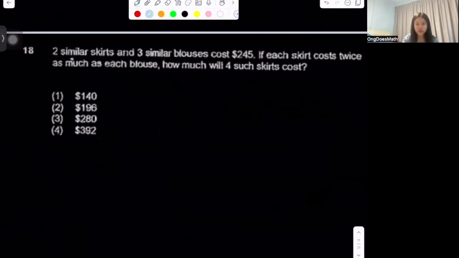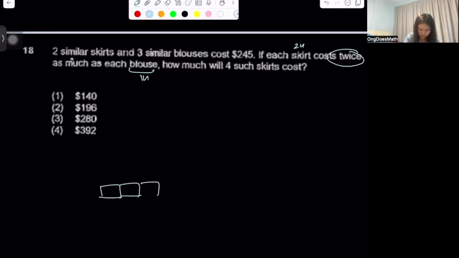Two similar skirts and 3 similar blouses cost $245. If each skirt costs twice as much as each blouse, how much will 4 such skirts cost? So I let one blouse cost 1 unit. Since the skirt costs twice, it means that the skirt will cost 2 units, right? So let's imagine we buy 3 blouses. Blouse, blouse, blouse. Just now we say 1 blouse, 1 unit, right? So 3 blouses, 3 units.